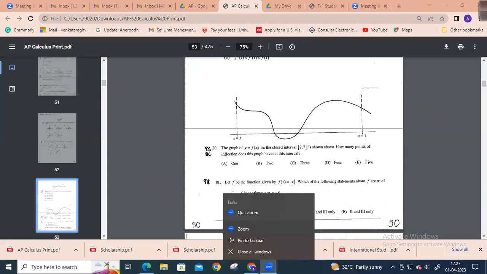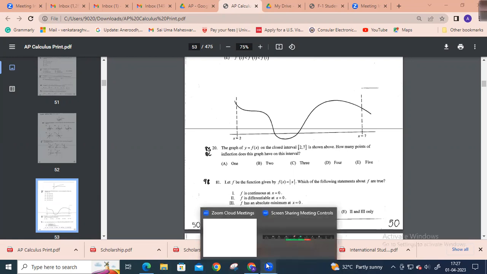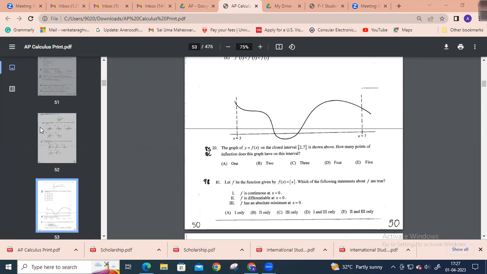So if you see this question, how many points of inflection does it have? The answer should be C for Chennai. Why? Concave up to concave down, 1 point; concave down to concave up, 2nd point; again a 3rd point. I can see 3 points where the function is changing from up to down to up, and up to down. So definitely the answer should be C.